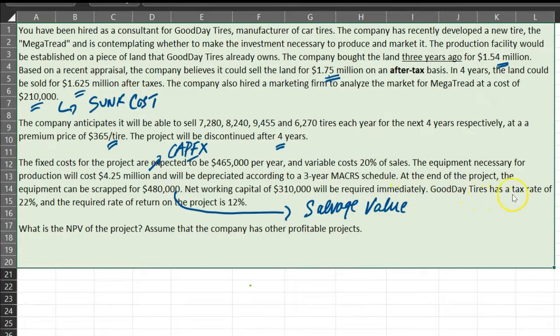And Good Day Tires has a tax rate of 22%. Required return on the project is given, 12%. We are asked, what is the net present value of the project? Remember that in order to calculate NPV, we need two things. A, the cash flows that we're going to get from the project, and B, the discount rate or the required rate of return. The required return is given. What we need to do is estimate how much cash flow, or free cash flow, we're going to generate as a result of this project. Once we do that, we can discount it at our 12% and get the NPV.